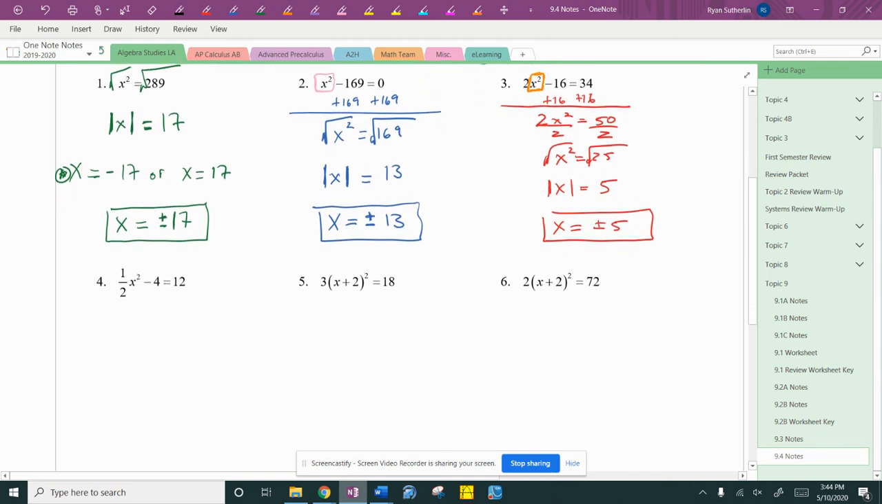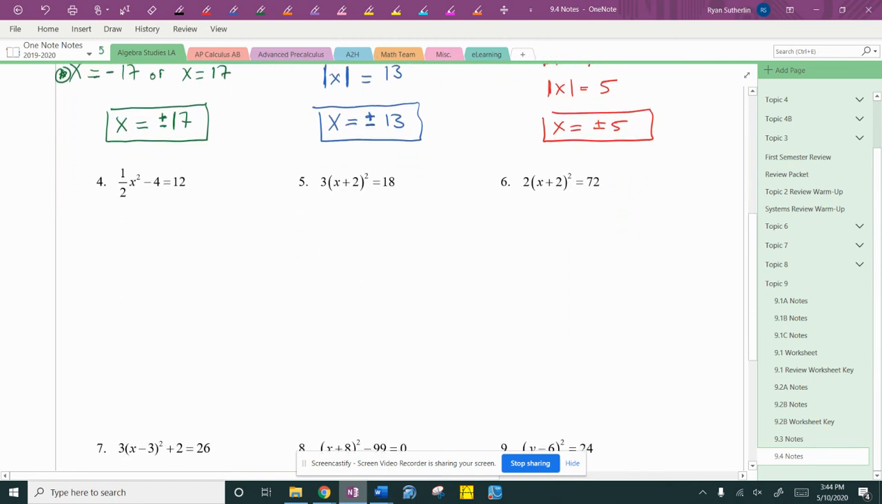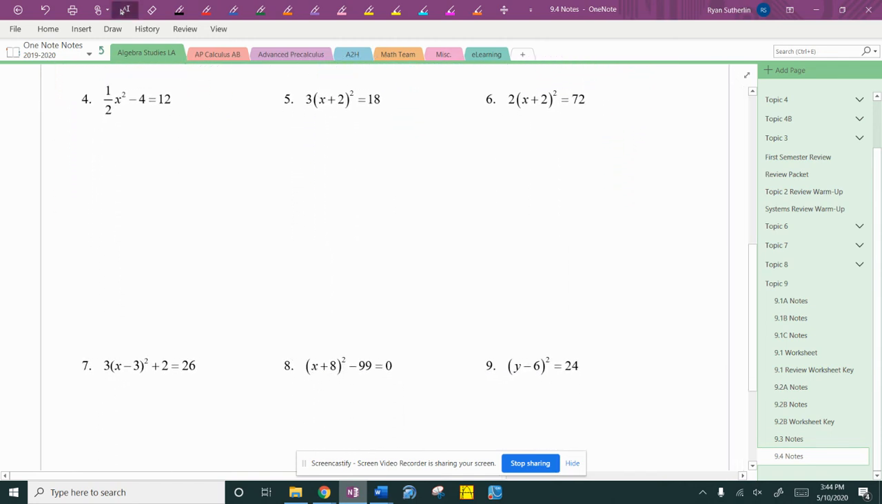All right, try number 4. All right, so here is what I'm going to do with number 4 again. I want to get this x squared right here by itself. So the first thing I'm going to do is add 4 to both sides. So I have 1/2 x squared equals 16.